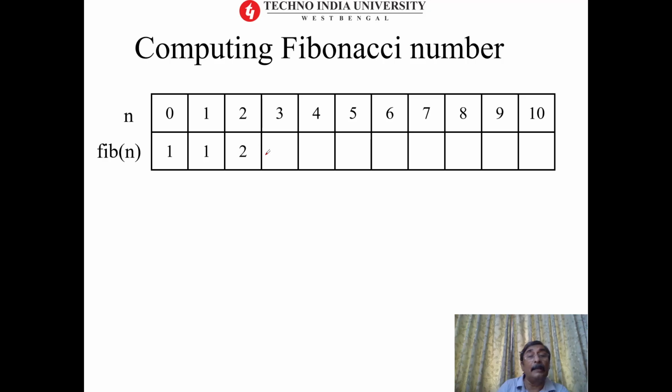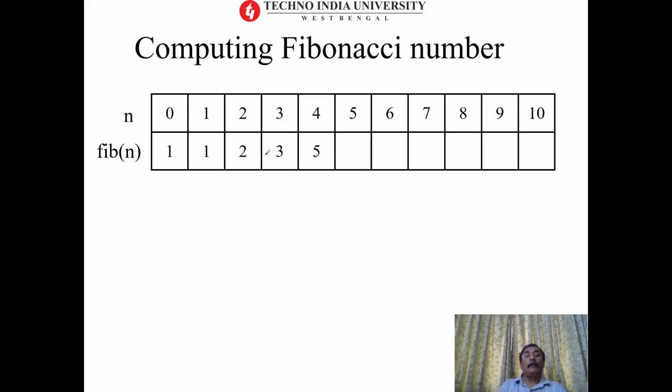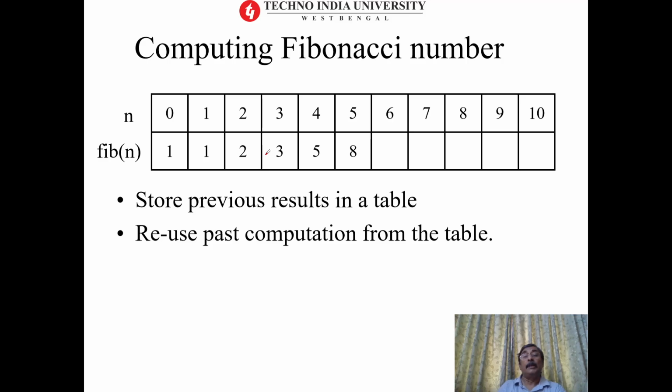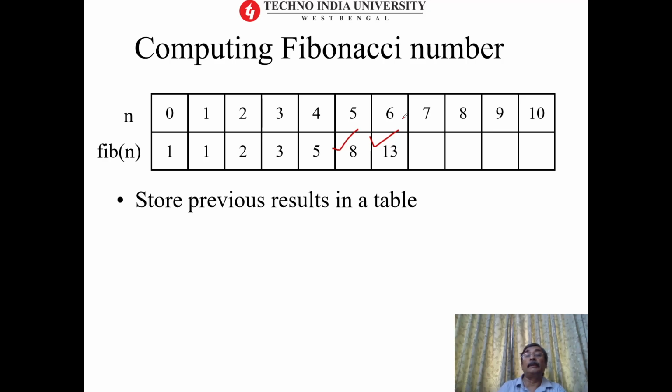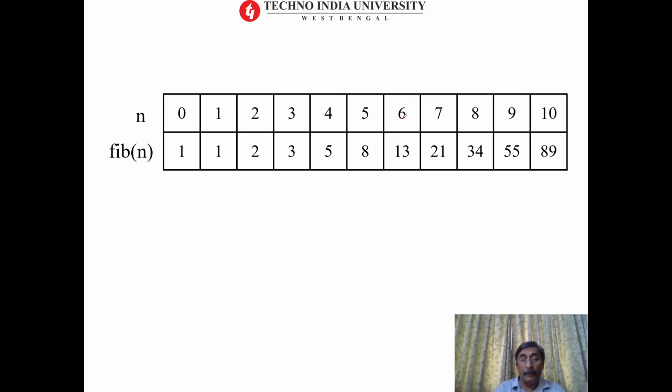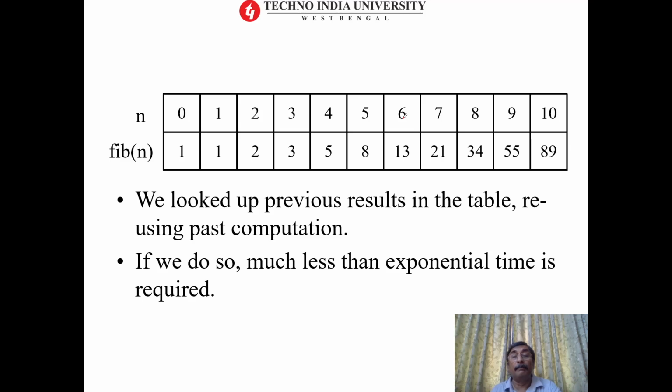And therefore, I understand that if I do so, I mean, you see, I'm growing it. Since I have the previous results, I use the past computations. This 5 and 8 will be added, and 13 will be there. Now 13 and 8 will be added, and 21 will be there, right? And so on. So basically, the lessons are two. We looked up previous results in the table, reusing past computation, and if we do so, much less than exponential time will be required.